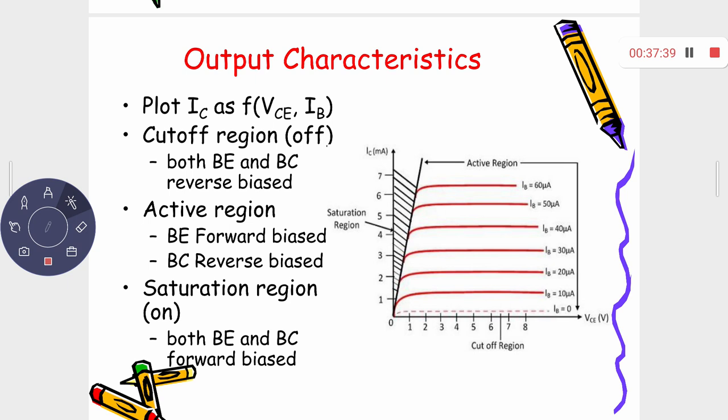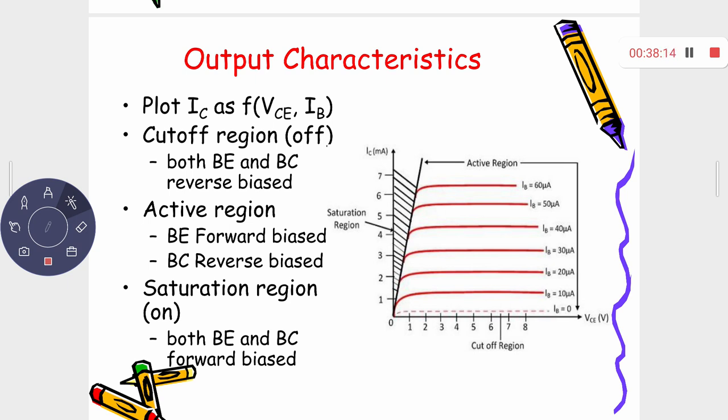And the second thing is that whenever both the junctions, base emitter and collector emitter, are forward biased, that means you have placed your valve at the extreme clockwise position. So let it be theta is equal to, say, 180 degrees. And at that point of time, what will be the flow?